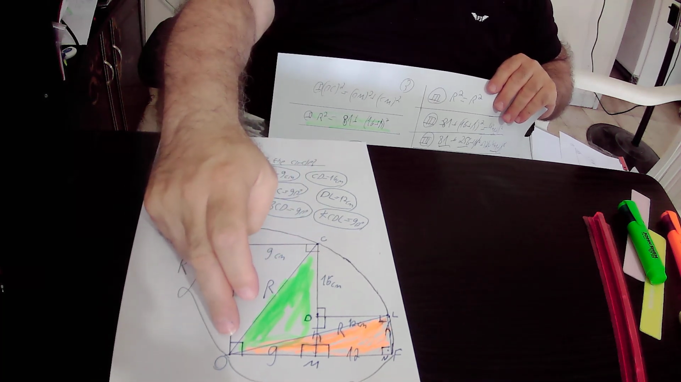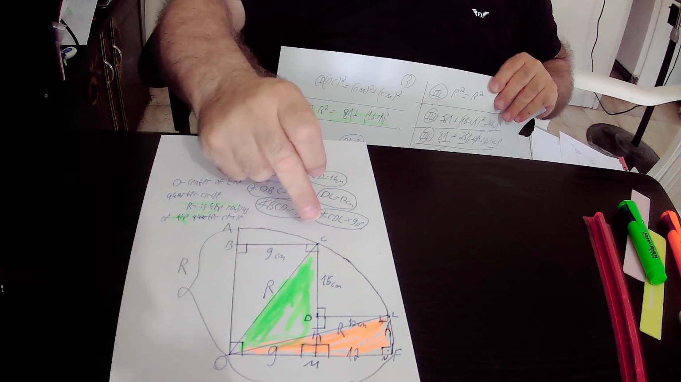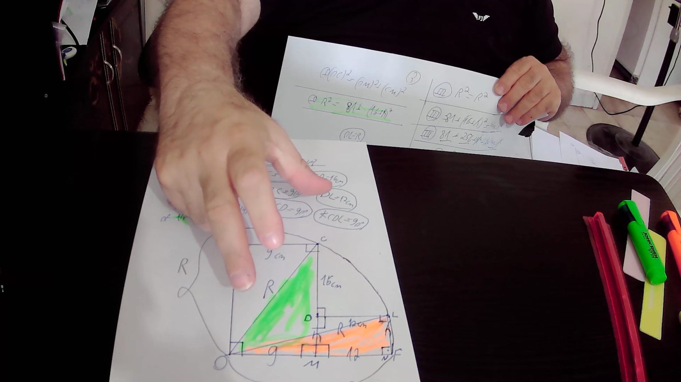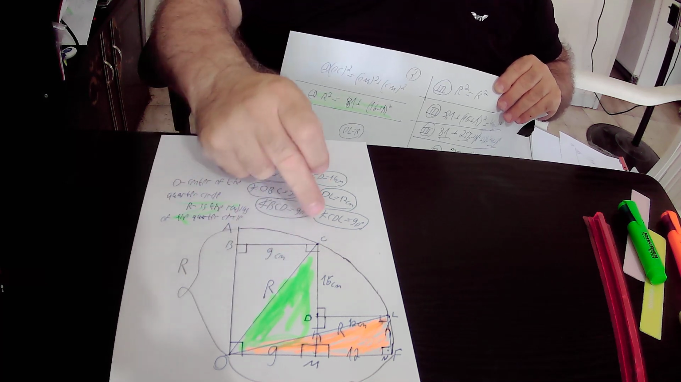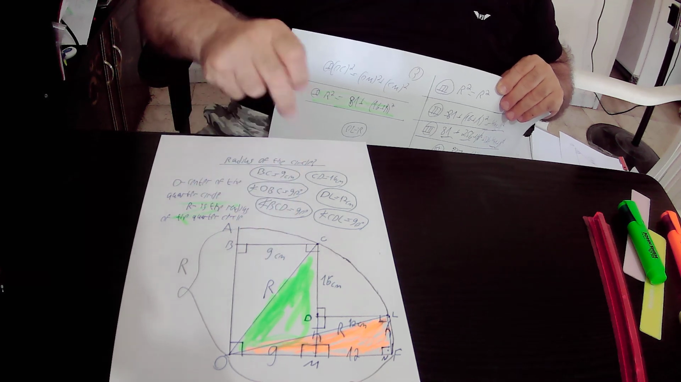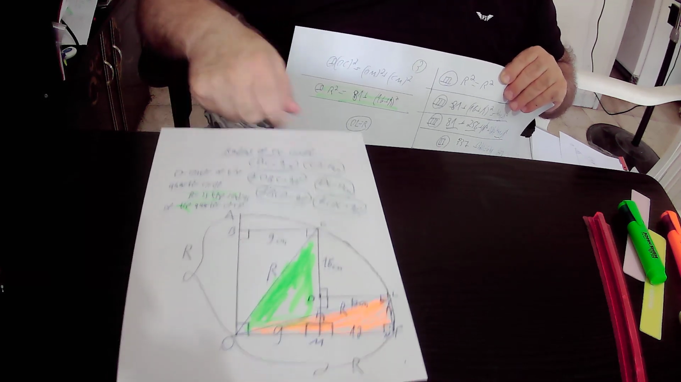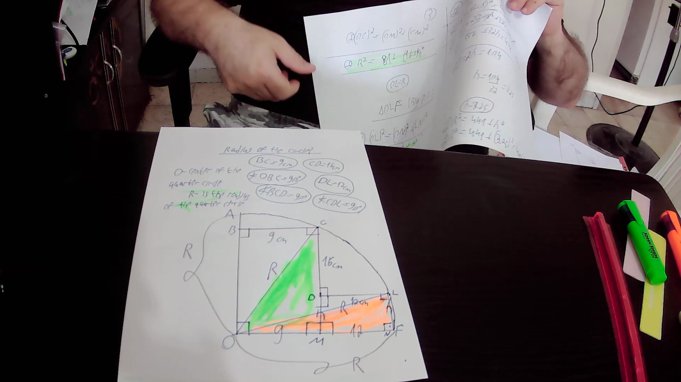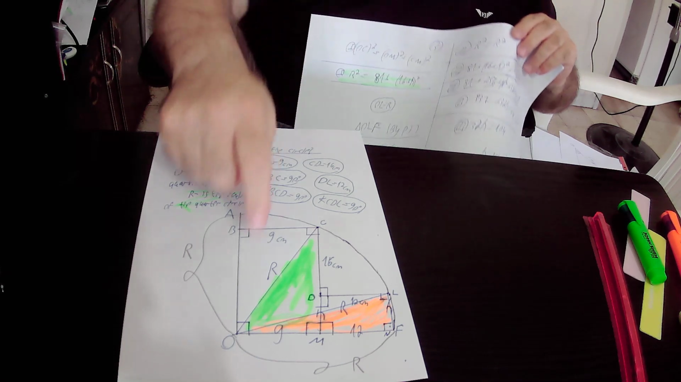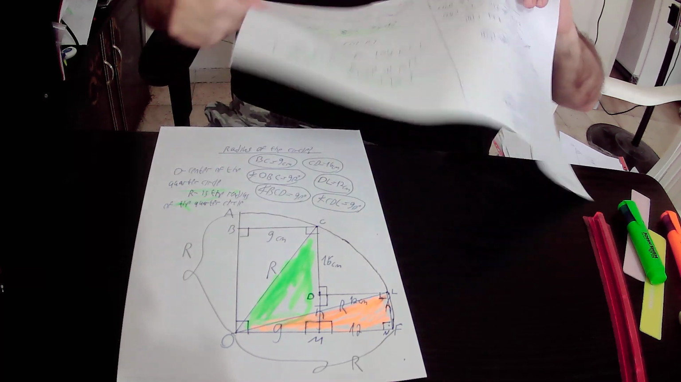Why? Because point O is the center of the quarter circle and point C is a point on the quarter circle itself. This is exactly the definition of a radius. So OC is the radius of this quarter circle that is equal to capital R according to our definition. So OC equals capital R, therefore OC squared will be equal to capital R squared. And it is equal to OM squared. OM equals 9, so OM squared is 9 squared, that is 81.